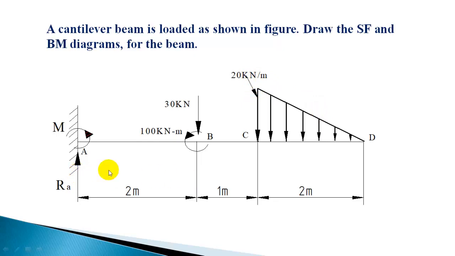Now as a first step, let us find out the reactions at the supports. Already the direction of reactions are shown. At A there is an upward reaction. Also there is a resisting moment in the anti-clockwise direction. Now let us find out these reactions at the supports.